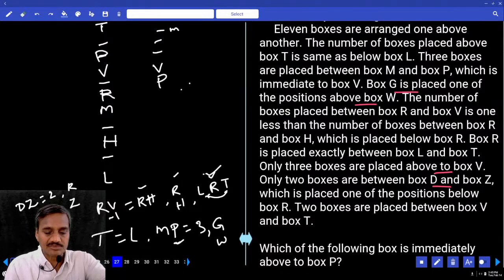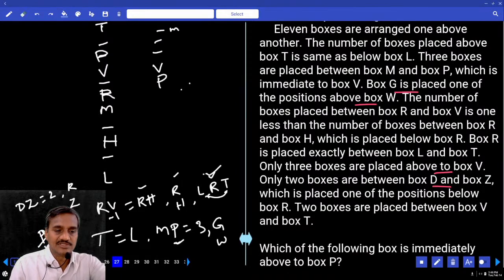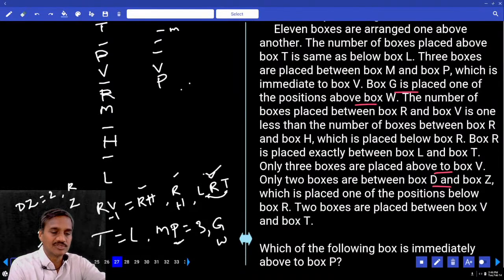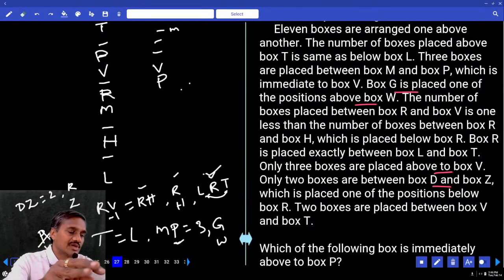M and P there must be exactly 3 అన్నాం. And G is above this W. M and P and D and Z there must be exactly 2 in between D and Z. R is above this Z, isn't it? And Z is below this R. Now Z is below this R. Now tell me where can we have this Z?